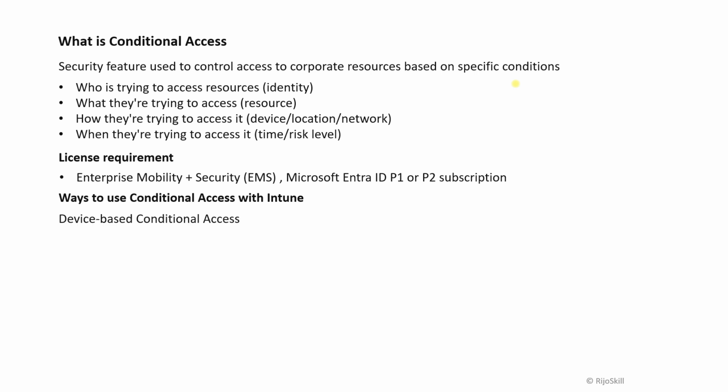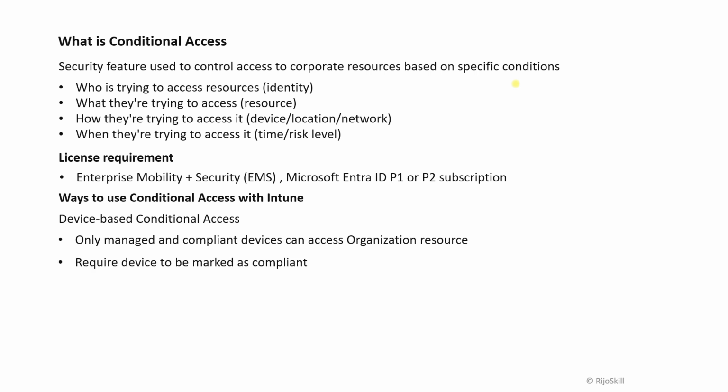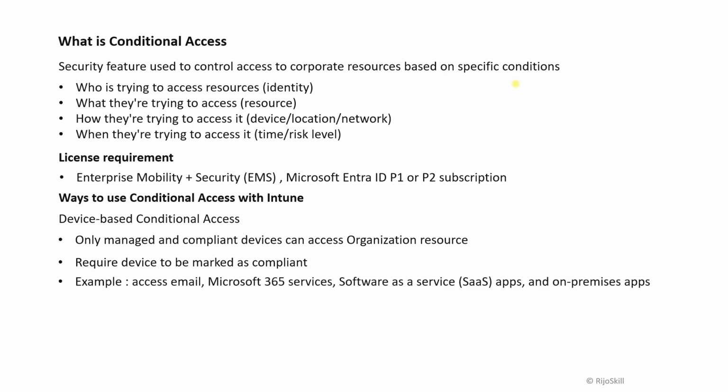First one is device-based Conditional Access. What does device-based Conditional Access mean? Only managed and compliant devices can access your organization. We previously discussed what a compliance policy is. If the compliance policy is met, then only can they access the organization resources. So there is one condition: require device to be marked as compliant. One example is access to email, Microsoft 365 services, software as a service or on-premises applications. So that is device-based Conditional Access.